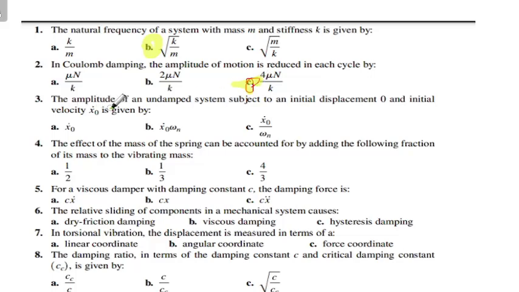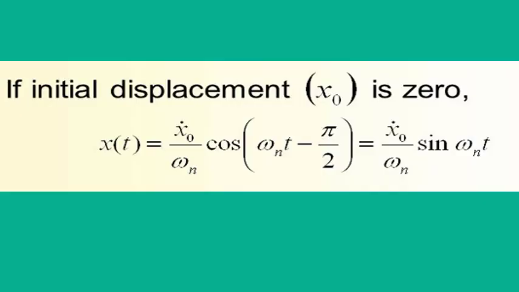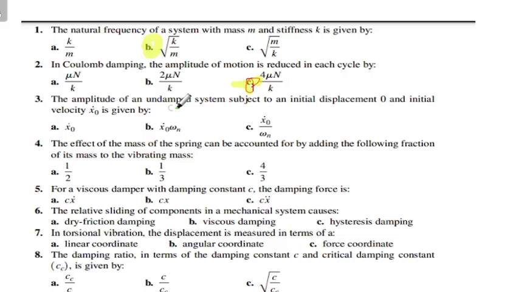In the third MCQ, the amplitude of an undamped system subjected to an initial displacement x0 and initial velocity x0 dot is given by. So we know that this is the correct relation, the amplitude of the undamped system is equal to this.